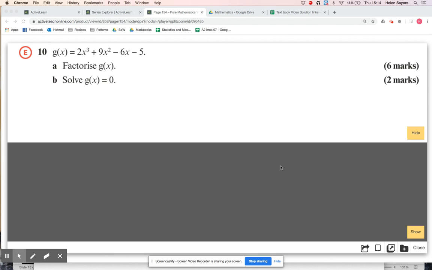Okay, we're looking at mixed exercise 7 from the first year core textbook. So that's on algebraic expressions. We are on question 10. So we've got an exam question. We can see that the first bit is worth 6 marks.